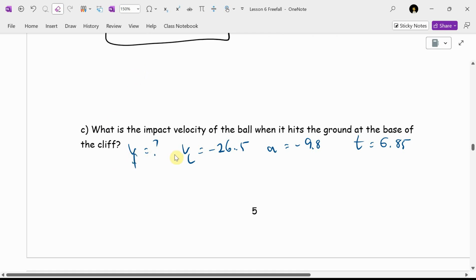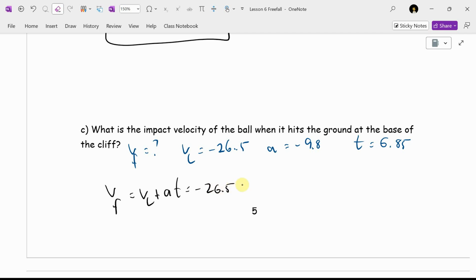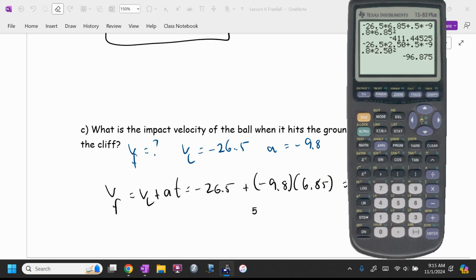I'm looking for an equation that's got a VF, a VI, an A, and a T in it. There is one. What do I want to get by itself? What already is by itself? I should have given you a tougher question. VF equals VI plus AT. It's going to be negative 26.5 plus negative 9.8 times 6.85.